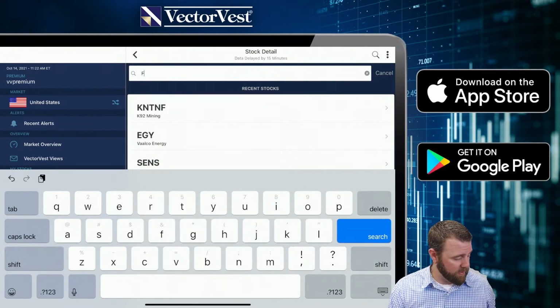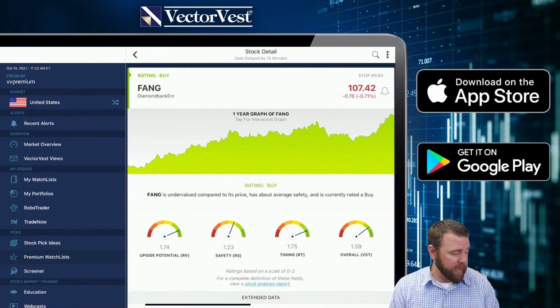FANG. Diamondback, great long-term potential. Less risk associated with this stock. You have a really strong short-term uptrend. Been one of the top VST stocks for quite some time now. Overall, stock's definitely favorable here.